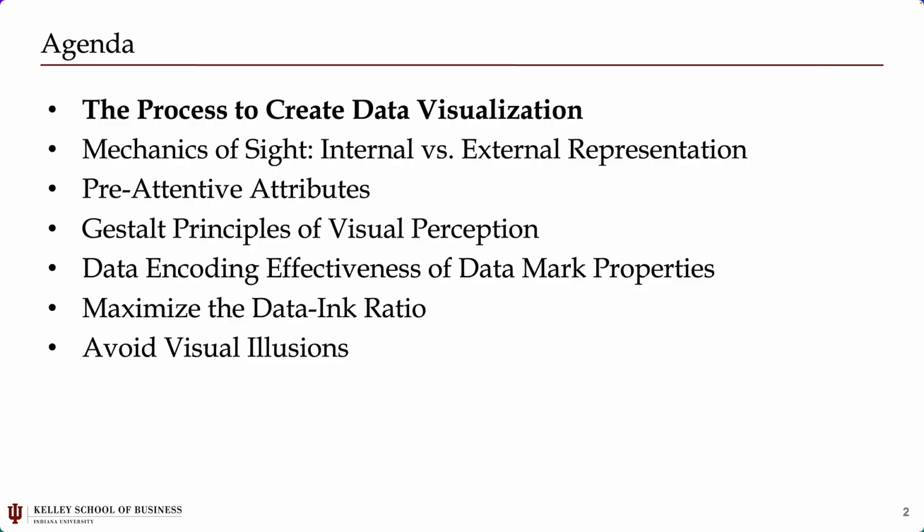We will also examine which visual properties work best for different types of data. Then we will learn about data ink ratio, which is a powerful concept for keeping your visualization clean and effective. And finally, we will look at visual illusions, the tricks your brain can play, and how to avoid them in your design.